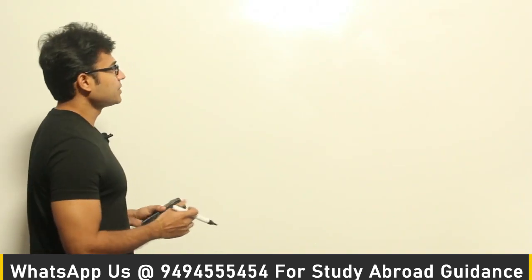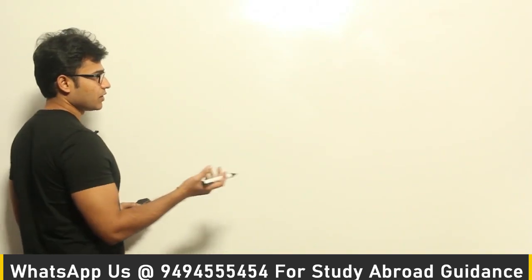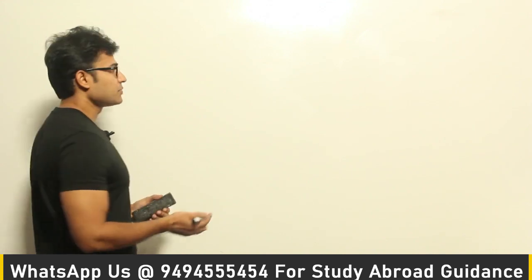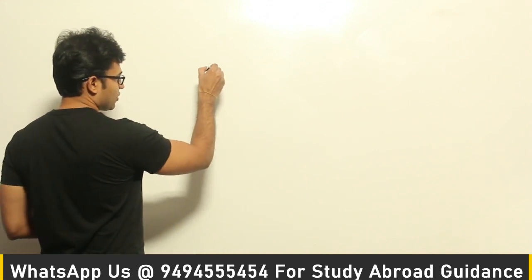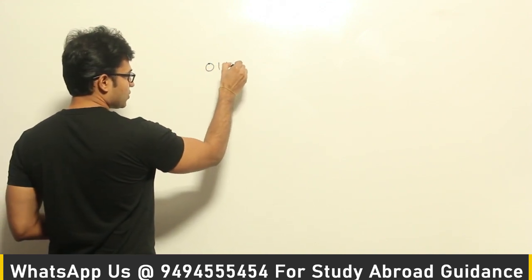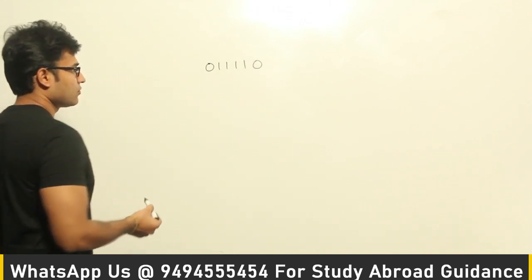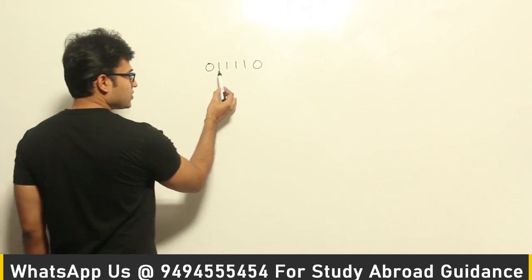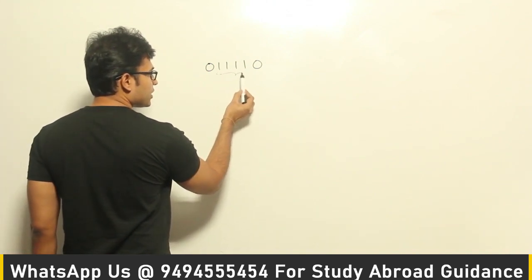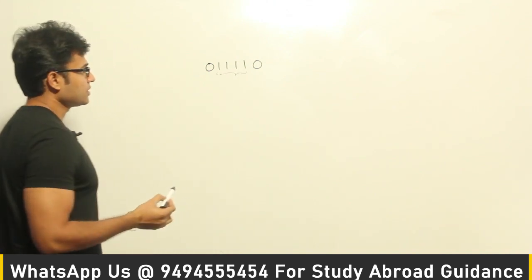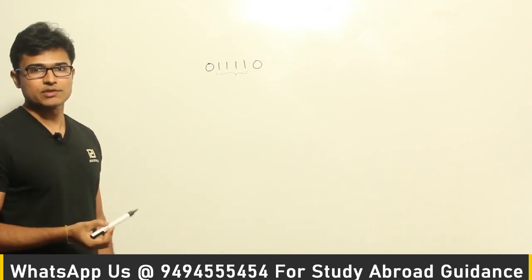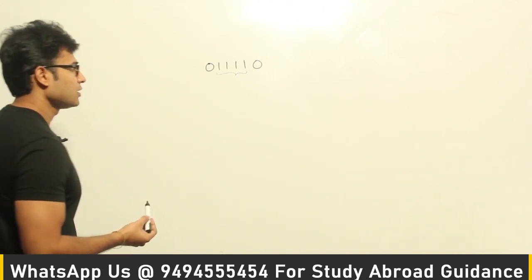Now Booth's algorithm is completely based on one observation. The observation is like this: when you have a sequence of ones, let's say the number is 0 1 1 1 0, some number like this. Any sequence of ones, or block of ones, can be written as the difference between two numbers, and these two numbers are powers of 2. That is the observation you have to make here.